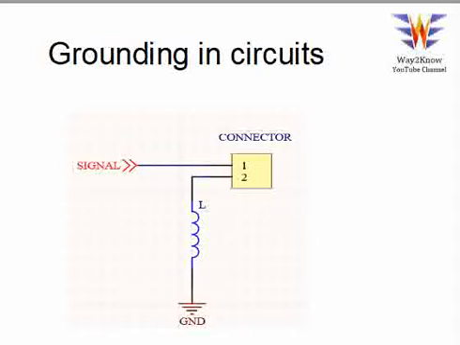So the circuit you see here is a very simple circuit. There's a connector, and then you see that a signal is being connected. Based on the off-page connector symbol, we see that the signal is going out, and then you see that the ground is not connected directly to the connector, and there is an inductor in between. Most of us might have a concern regarding this.